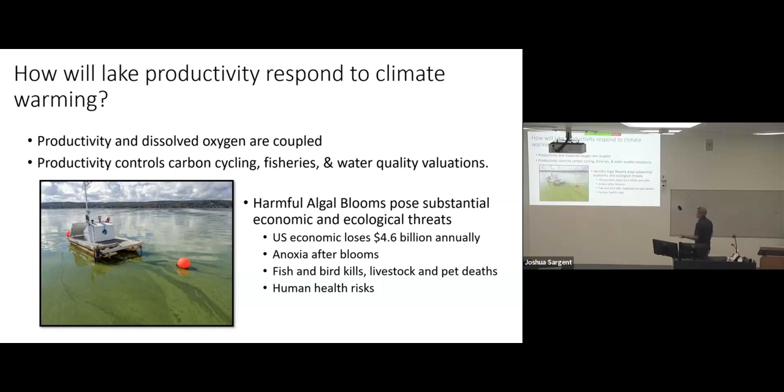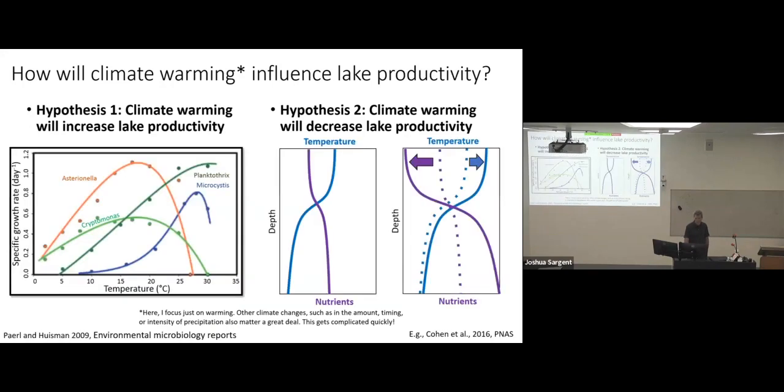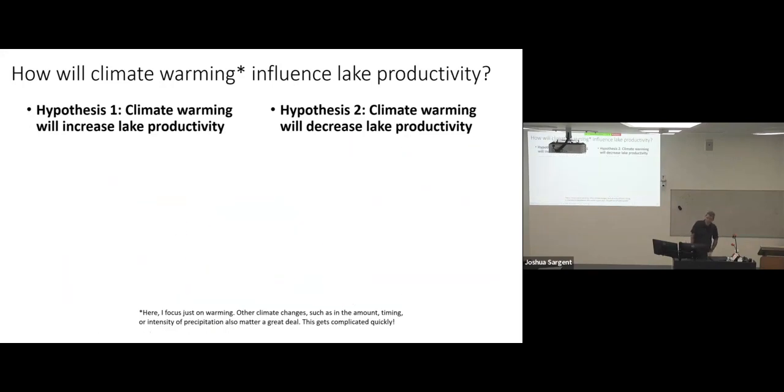We know harmful algal blooms are a manifestation that occurs when we often get high productivity, but not necessarily. And harmful algal blooms pose substantial economic and ecological threats. There's lots of reviews on this we can get into. Let me step back for a sec. There are multiple pathways by which people have proposed that climate change will influence lake productivity.